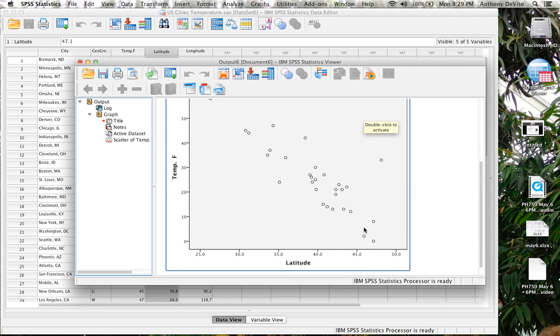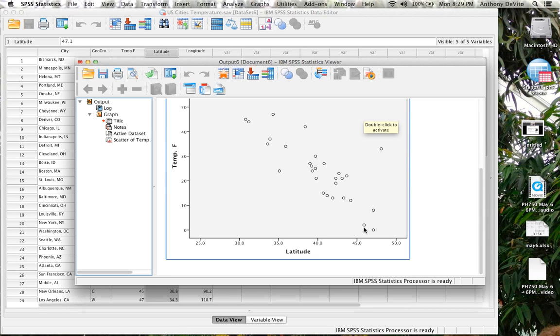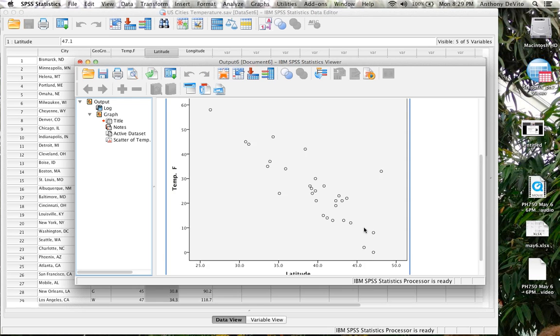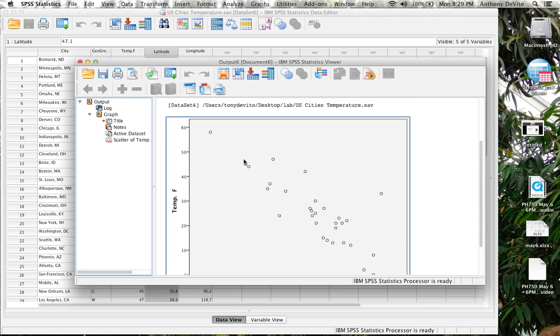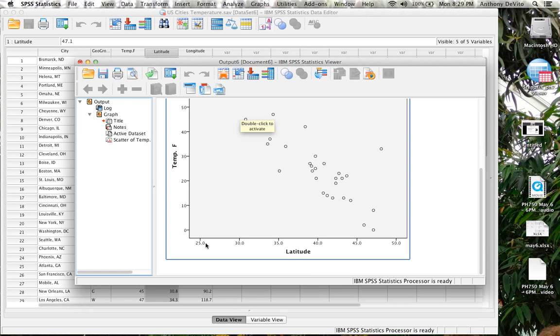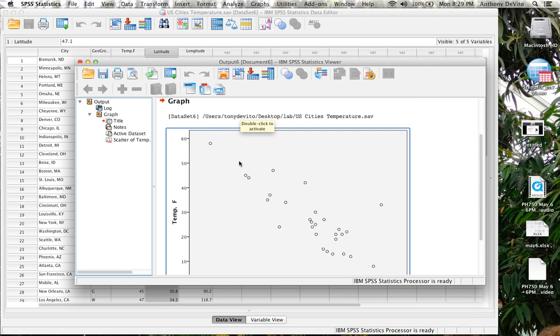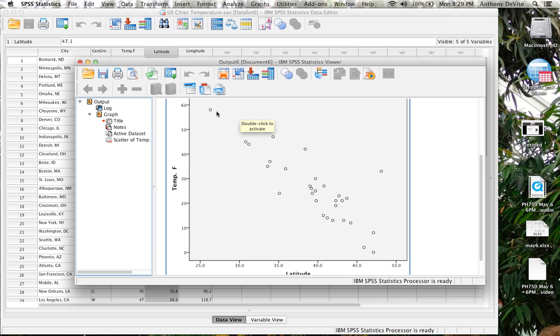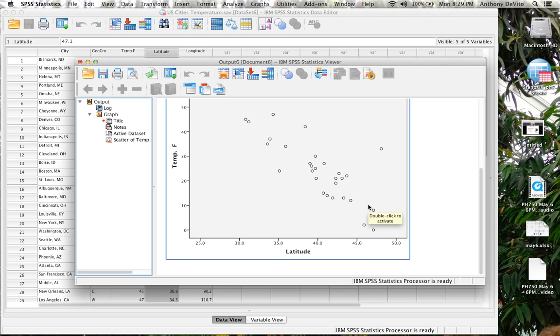SPSS automatically graphs this situation for me. Things are a little bit different this time though, right? Let me take a look at this. Here's the latitude. As the latitude increases, as we get further north, what happens to the average temperature? It looks like there's a correlation here, because I can see there's some association. As latitude goes up, temperature changes with it, except this time, instead of a positive association, it's a negative association, a negative correlation.